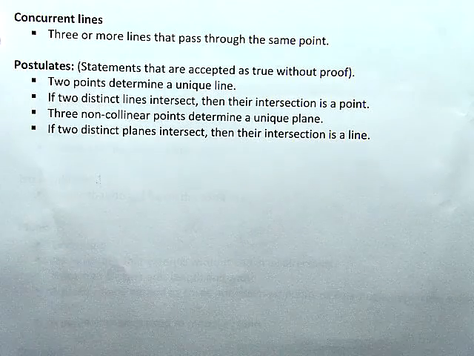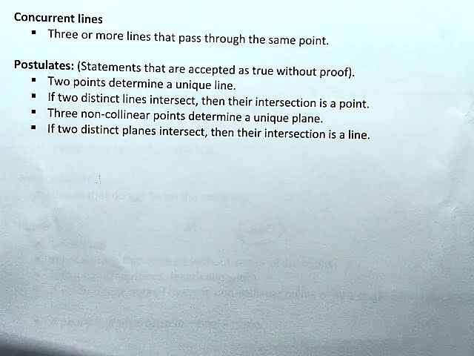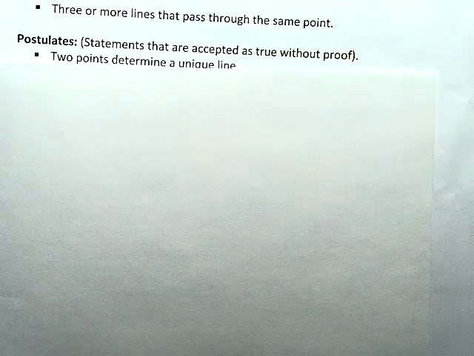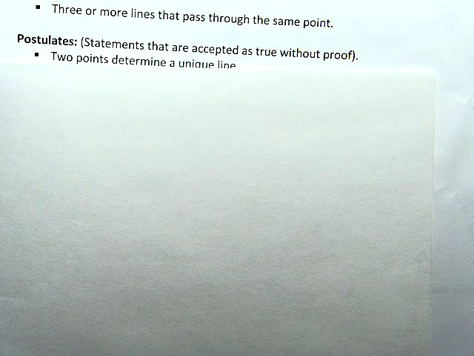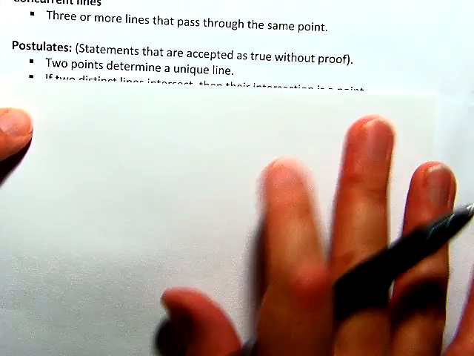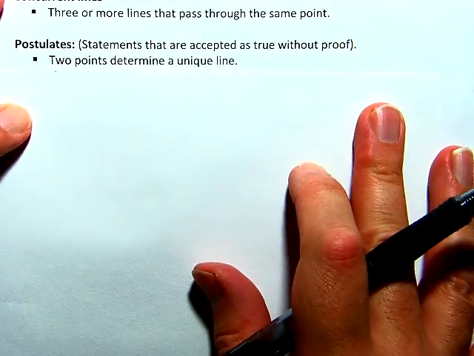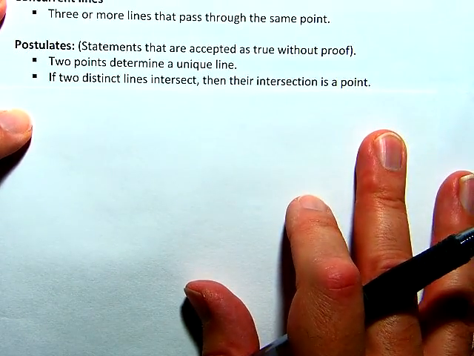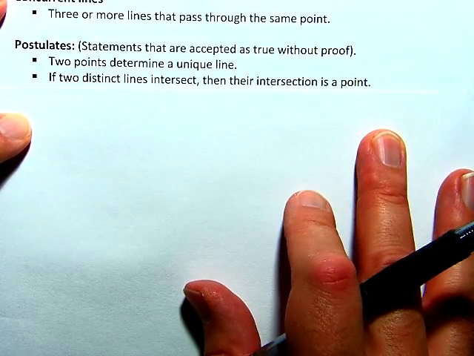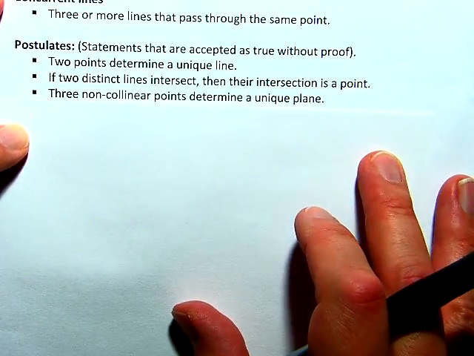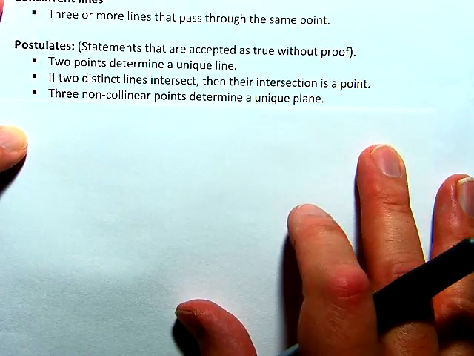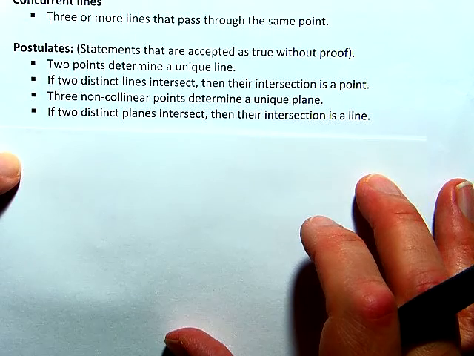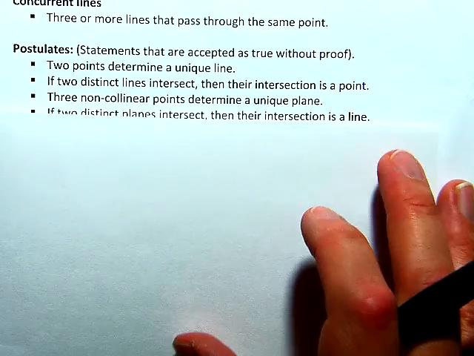And our last term is postulates. Postulates are statements that are accepted as true without proof. And we've already talked about several of these postulates. 2 points determine a unique line. That's one of our postulates. If 2 distinct lines intersect, then their intersection is a point. That's a second postulate. 3 non-collinear points determine a unique plane. We've used that one too. That's a postulate. And finally, if 2 distinct planes intersect, then their intersection is a line.